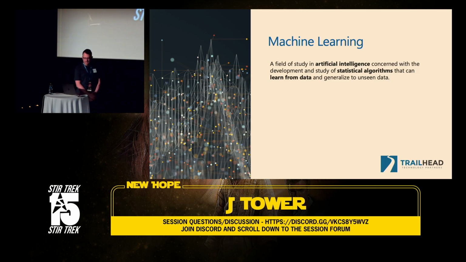So the first thing that we'll talk about is machine learning, which is a specific type of artificial intelligence. It uses statistical algorithms, and it can learn from data and then generalize that into unknown or unseen data. So a lot of the AI that you're familiar with today is a form of machine learning.